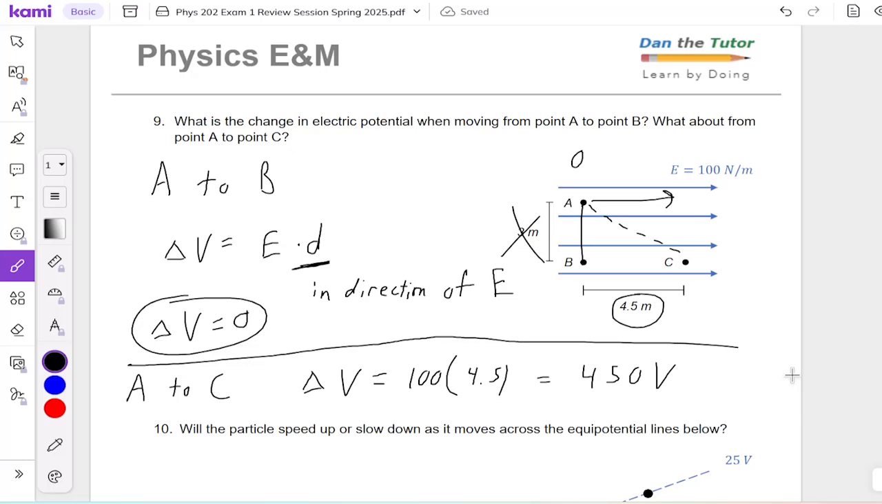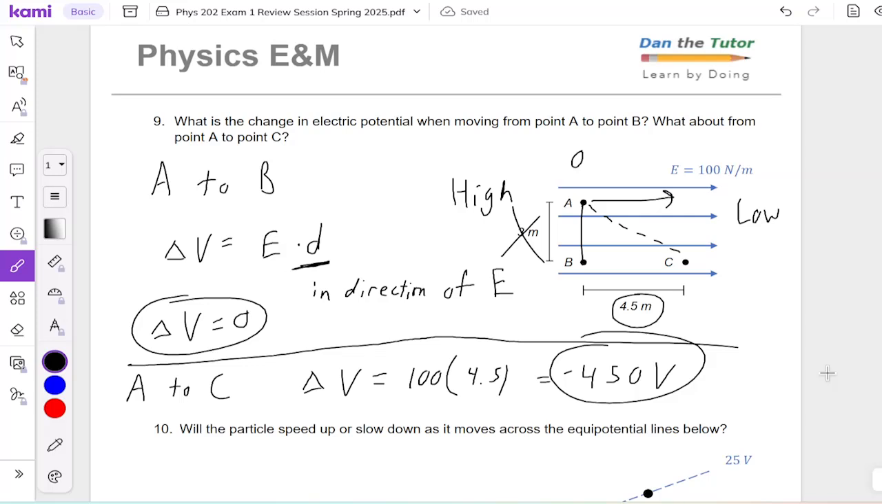Positive. Why? Because we're moving in the direction of the field. That is true, but remember for electric potential, high to low. Same reason as last time, this will be negative. Oh, whoops. If I go from low to high, that's when it's positive. Wait, why is this negative?